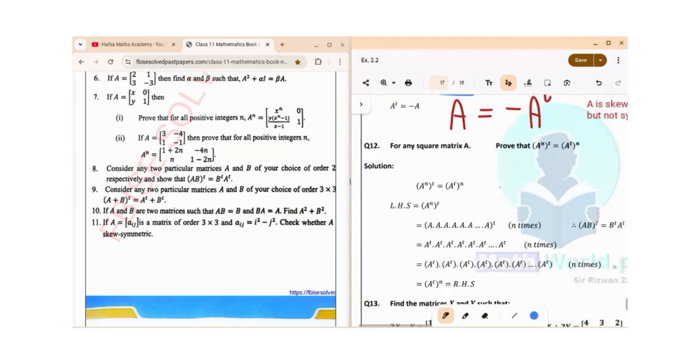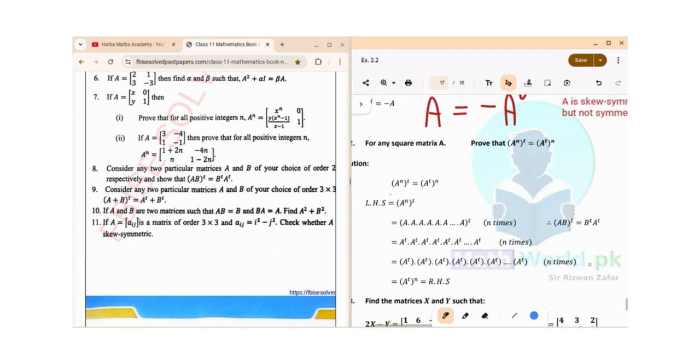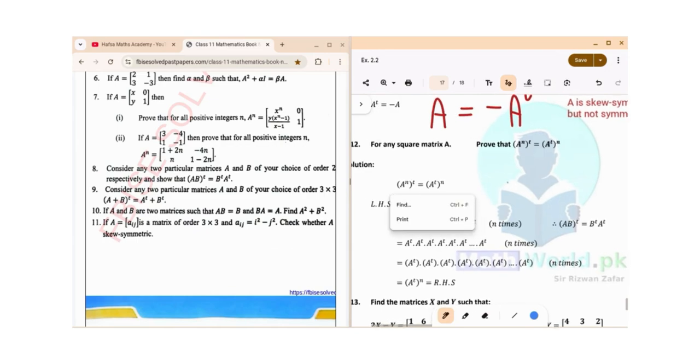Now for question number 10, for any square matrix A, prove that A raised to the power of n, n being any positive integer, whole transpose is equal to A transpose raised to the power of n. What we're going to do in this is take our left-hand side, which is this part of the formula.